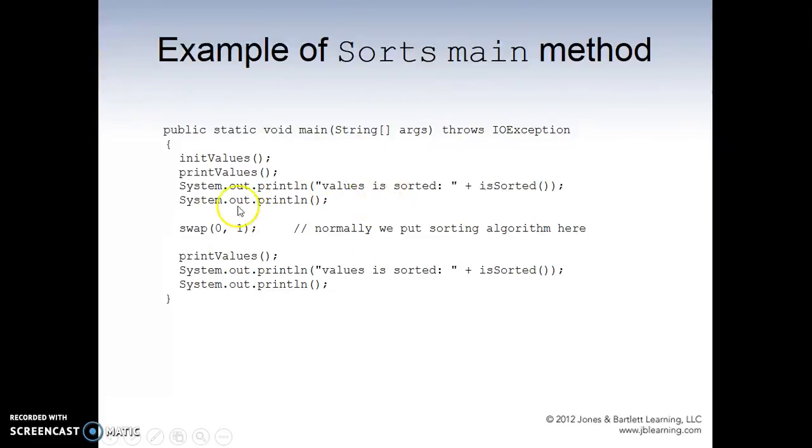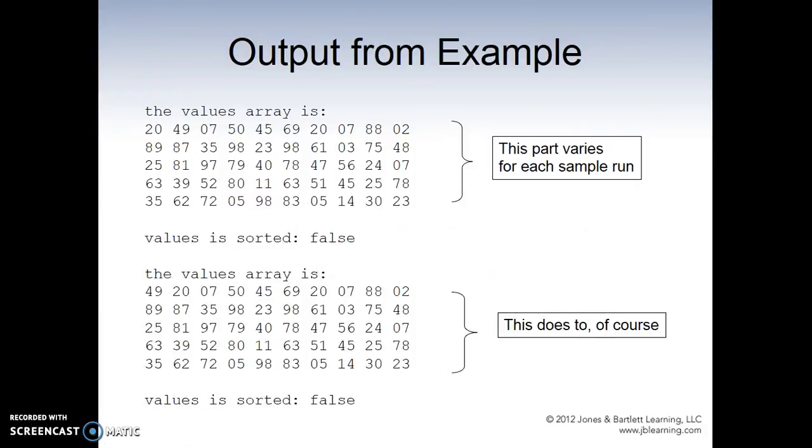So look at our main program using swap. First we initialize values and print the values out, which is unsorted, and we start to do swap. Normally at this point we want to put the sorting algorithms here and then print the values back, and then it's going to be sorted afterward. So this is an example of sorted output. Now the output of the array is not sorted.